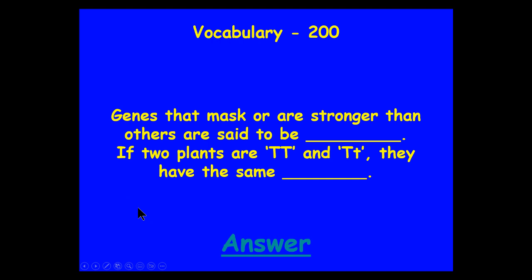Genes that mask or are stronger than others are said to be blank. If two plants are big T, big T and big T, little t, they have the same what? Answer in 5, 4, 3, 2, and 1.